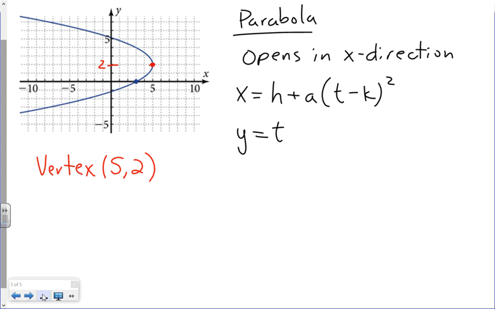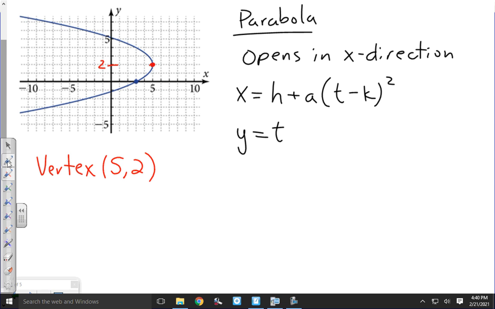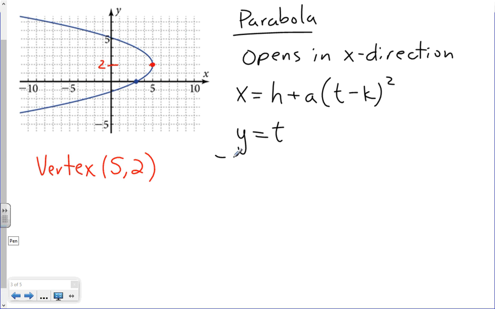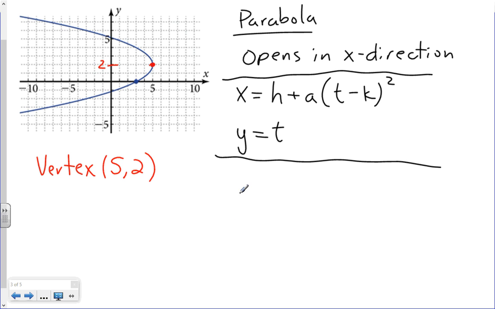In fact, I guess we could write this out here. Let me separate these just so I can see those a little bit easier. Let's rewrite this with h and k in here. So x is equal to 5 plus a times t minus 2 squared, and then y is equal to t. That's what we have so far. We found our h and our k.